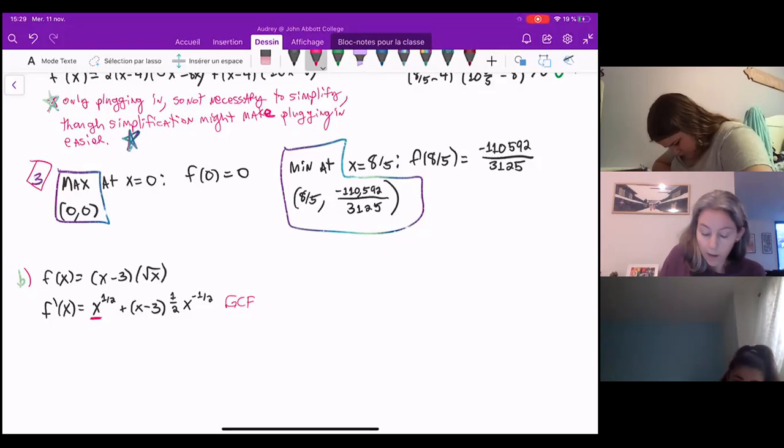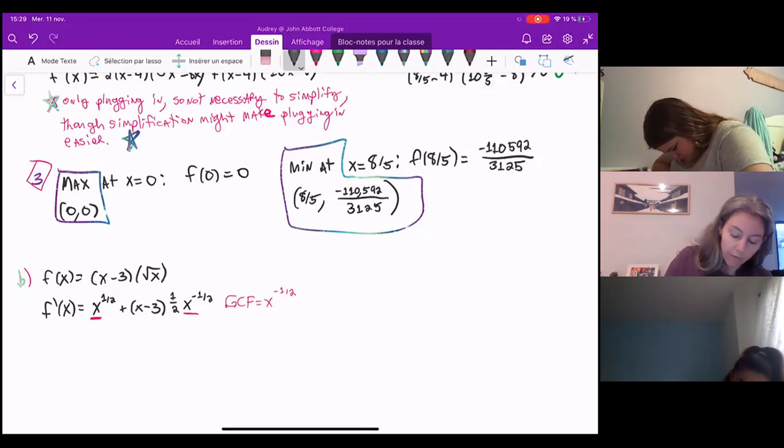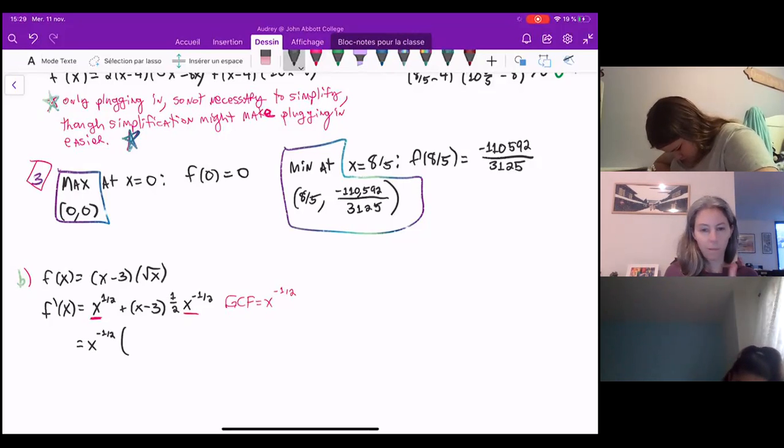So there's also an x over here on the right side. The lowest power is negative 1/2. So that means my GCF is x to the negative 1/2. So I'm going to factor that out, x to the negative 1/2. What's left in my first term? In my first term, not 1/2. Yes, exactly, x, you got it.